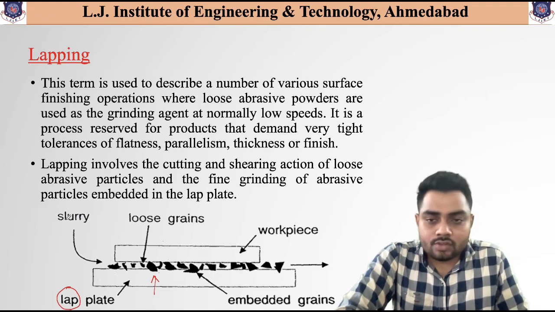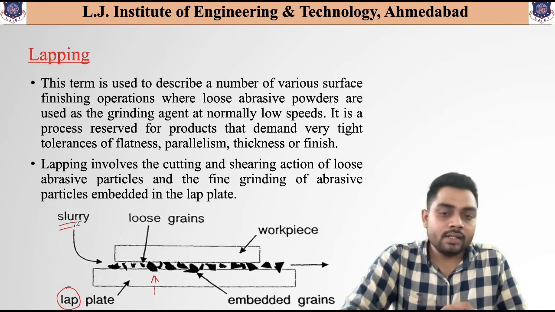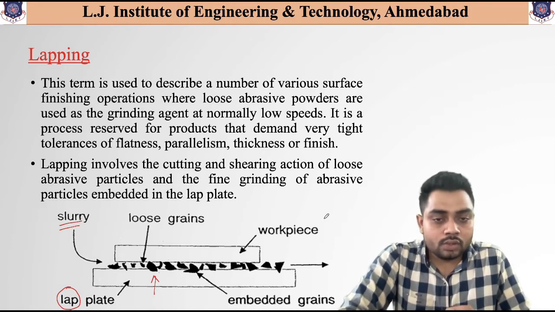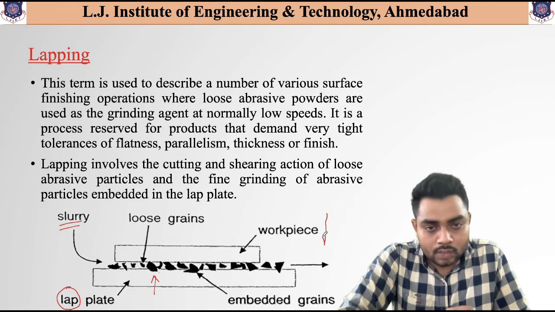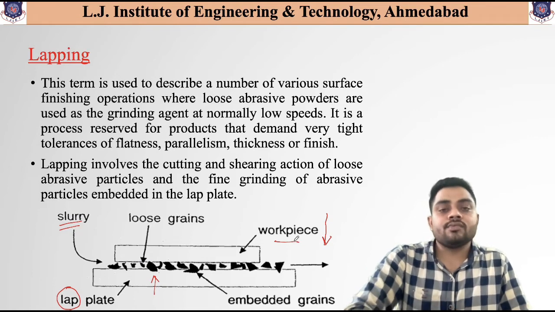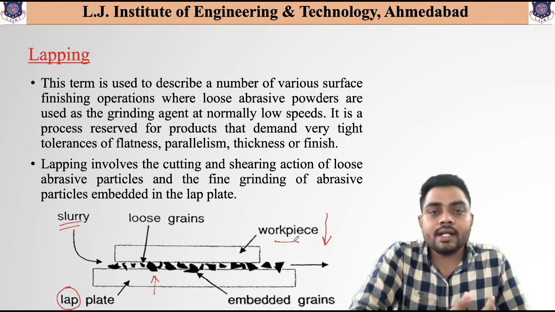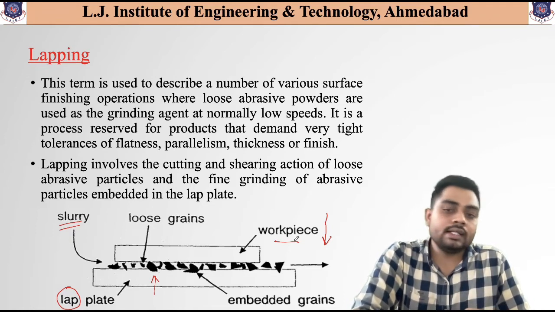Over the surface of these we are applying the slurry, and the slurry is nothing but the combination of the abrasive and the liquid. Whatever component we need to clean, we are moving that component towards this lap plate, and as this plate is rotating, this also provides friction to the surface of this workpiece, and it starts providing a better surface finishing to the component, to the surface that we want to clean.